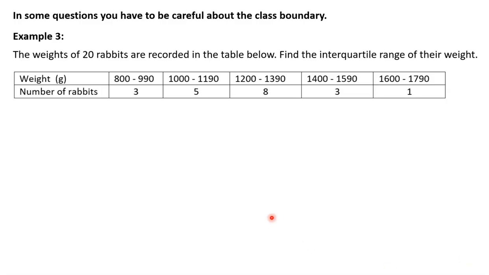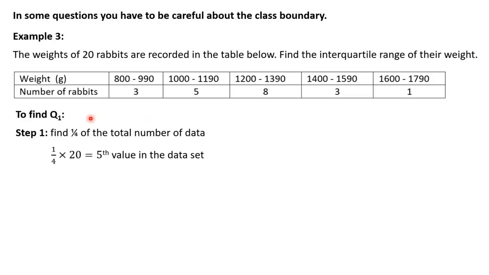In some questions, we have to be careful about the class boundary. Like, for example, in this question here, where the weights of 20 rabbits were recorded, but as you can see here, the first class is finishing at 990, but the second class starts at 1000. So actually, there are some missing numbers in between the classes, and in this case, each class always starts in the midpoint between, so for example, the second class will start in the midpoint between 990 and 1000, and the end of this class will be the midpoint between 1190 and 1200. So let's have a look how to do it.